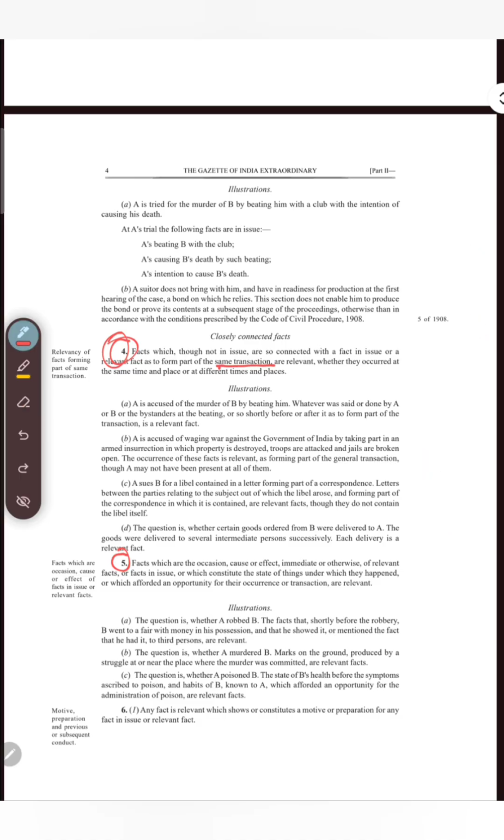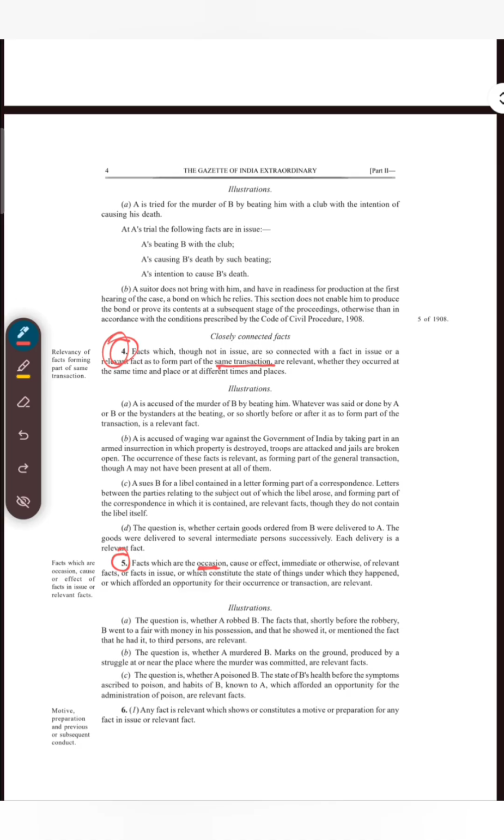So, section 5 is actually offering various situations which are relevant. Okay, the first one is occasion. Occasion means any situation, any circumstances which is actually helping in the occurrence of any crime.